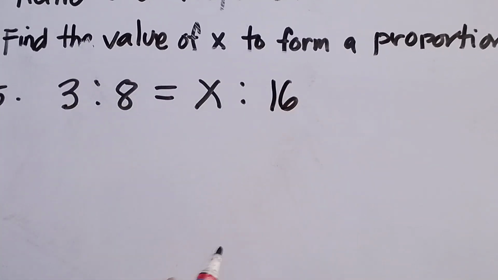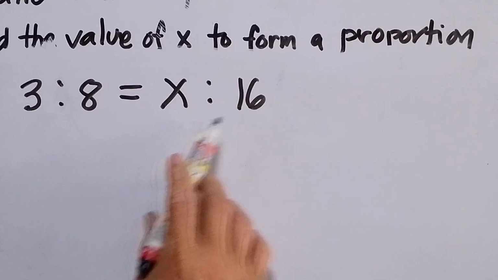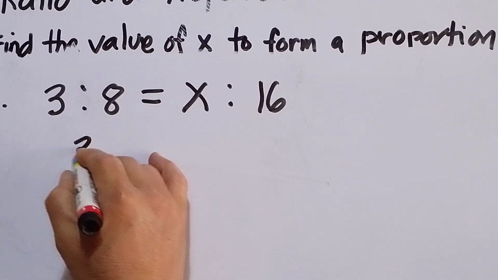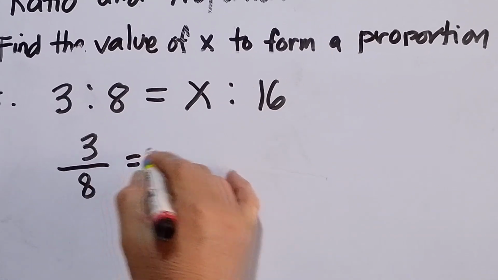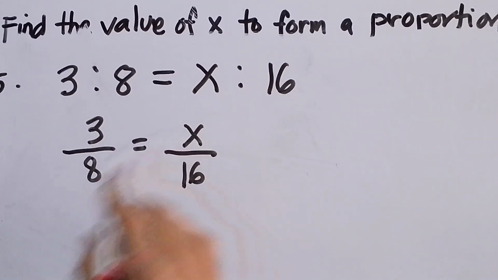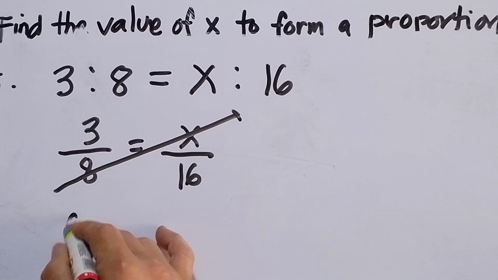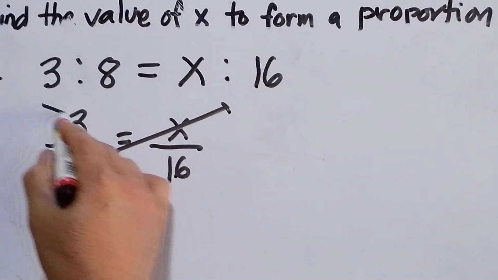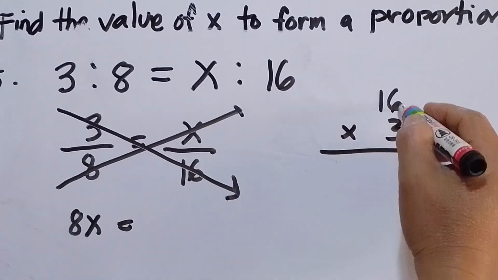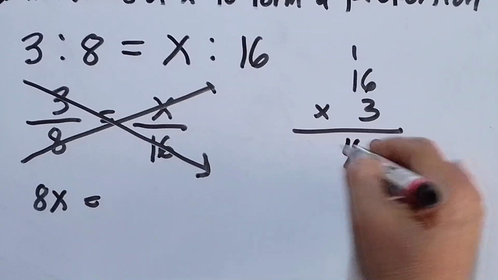Okay, number 5 is 3 is to 8 is equal to x is to 16. So how do we write this one in fractional form? This will be 3 over 8, and then this will be x over 16. Since we are asked to find the value of x, I need to cross multiply this one. 8 times x is 8x, and then this one cross multiply. What is 16 times 3? 6 times 3 is 18, carry 1. 1 times 3 is 3, plus 1, 4. So this is 48.